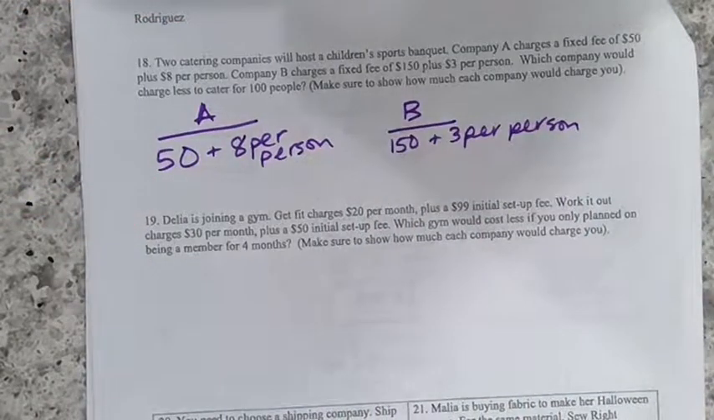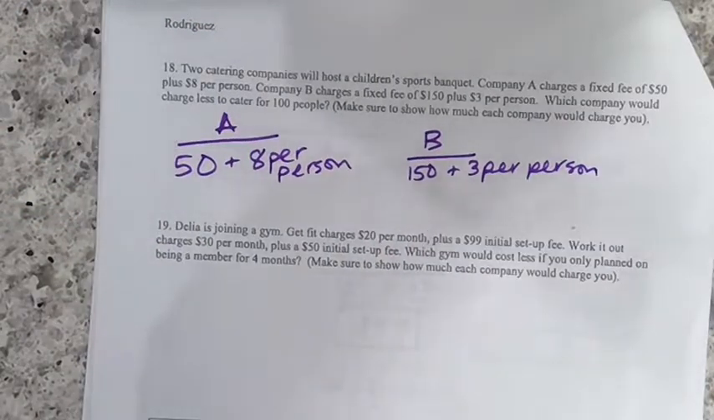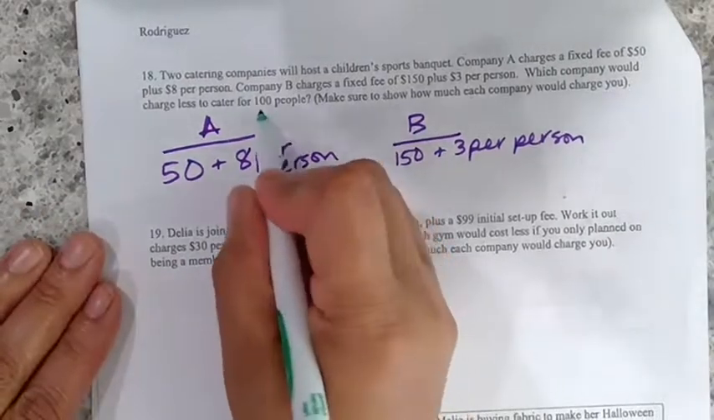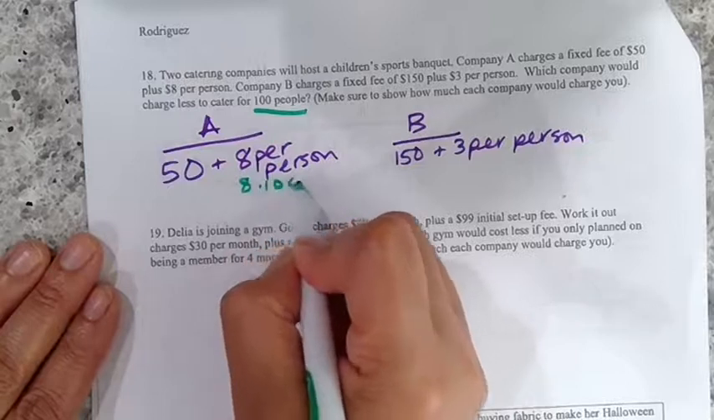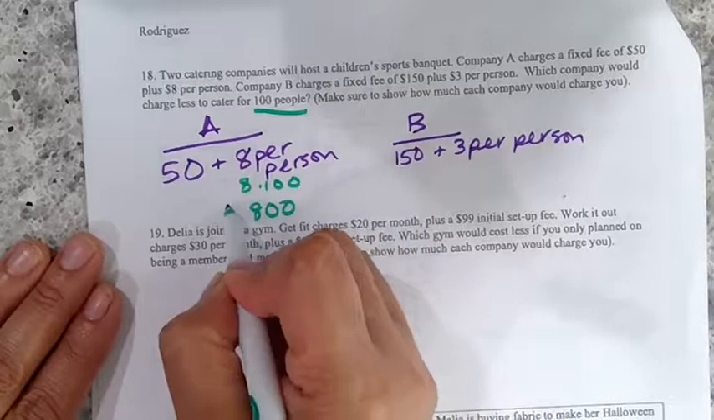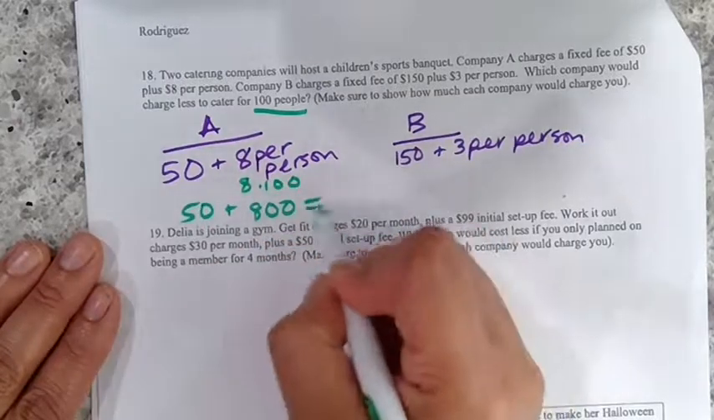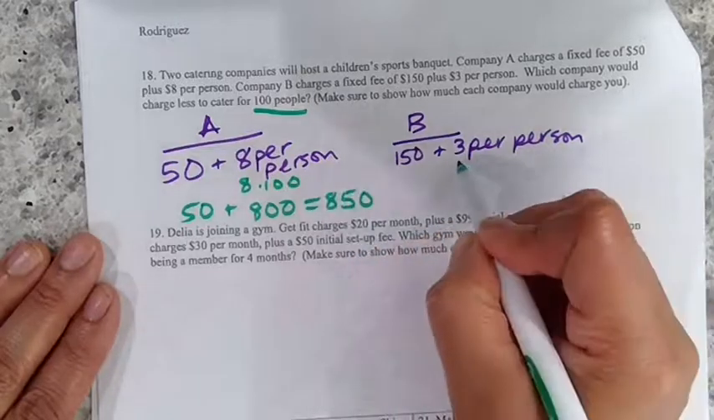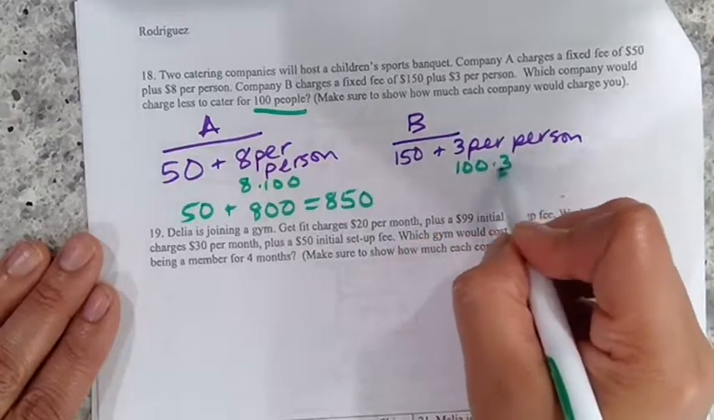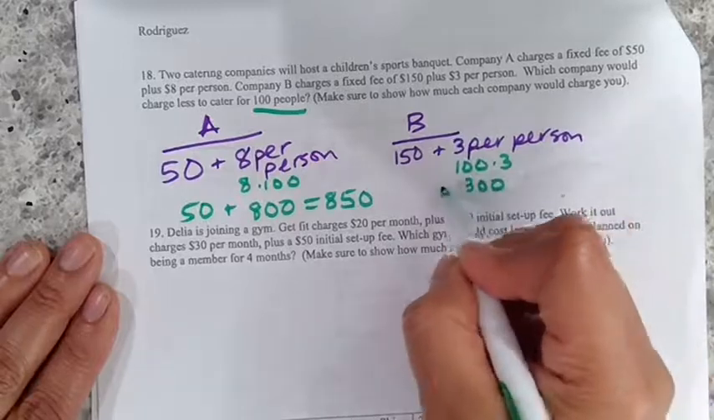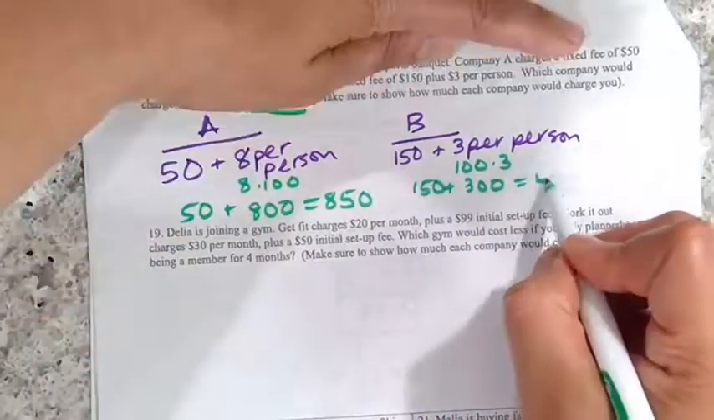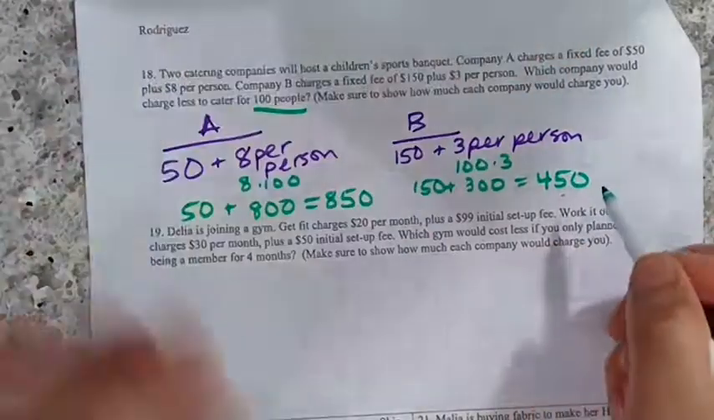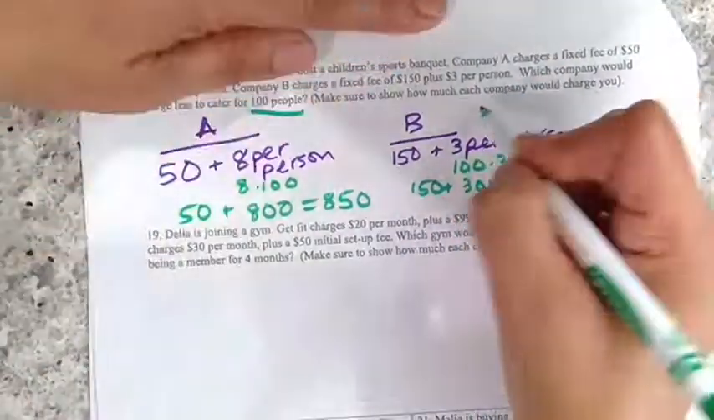Let me get a different color pen. Okay, so for this one, if 100 people go, this is going to be 8 times 100. So that's going to be 800 plus 50. They're going to charge me 850. For this one, if 100 people go, 100 times 3 is 300. So 300 plus your 150 is going to be 450. So where should you go? Company B.